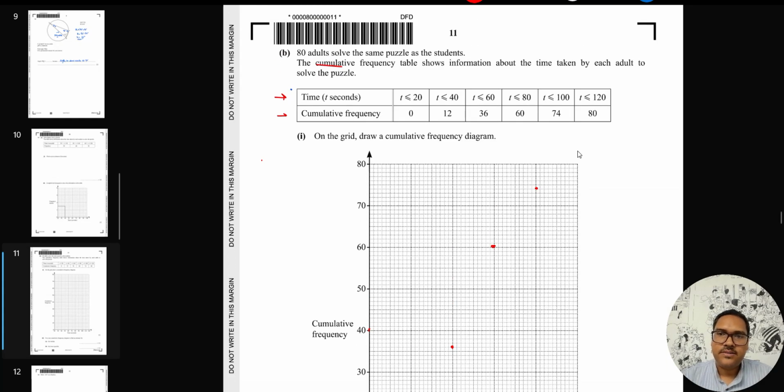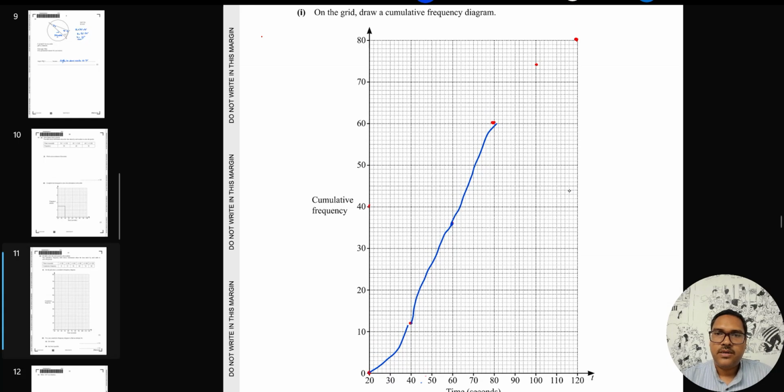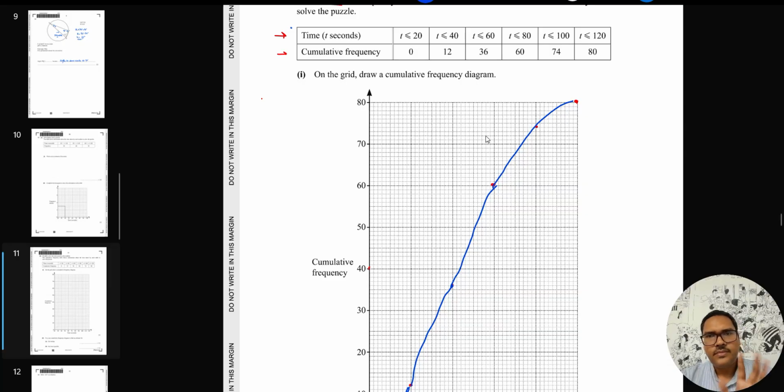And less than equal to 120. This is 80. So this is the diagram we have. Now we have to draw the cumulative frequency diagram. So what we'll do is we'll just join them. Just try to draw a graph which is passing through all the points. Okay, so this is the graph which is called cumulative frequency graph. This is cumulative frequency curve. So this is the first graph, that is cumulative frequency diagram.